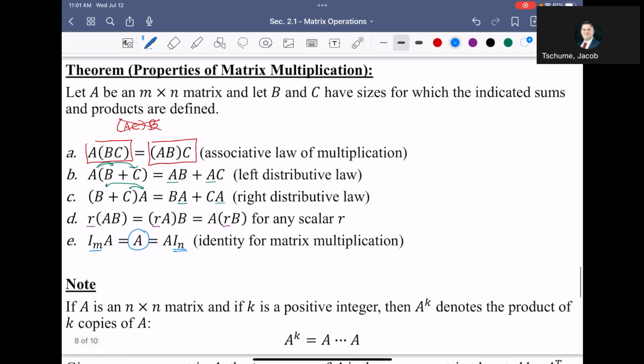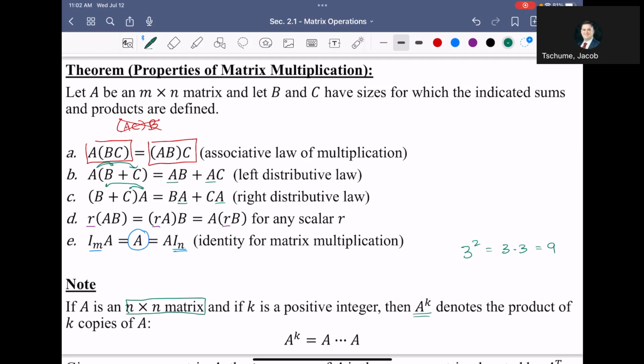As another note here, if A is an n by n matrix, and this is key because this property only works if you're doing a square matrix, and if k is some positive integer, then we can talk about raising a matrix to the kth power. We won't do it a lot now, we'll do it more later. So remember back in algebra, if somebody told you to do 3 squared, that's officially the same thing as 3 times 3, which is 9.